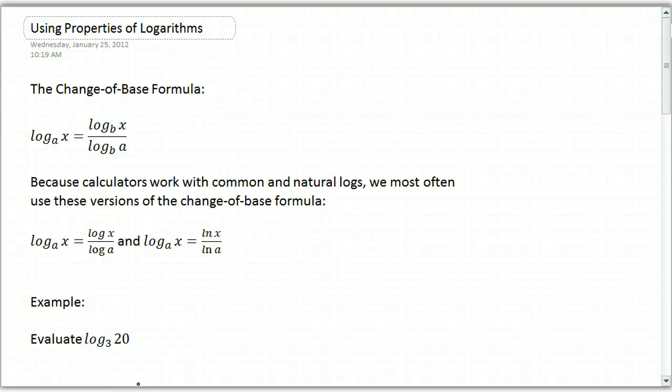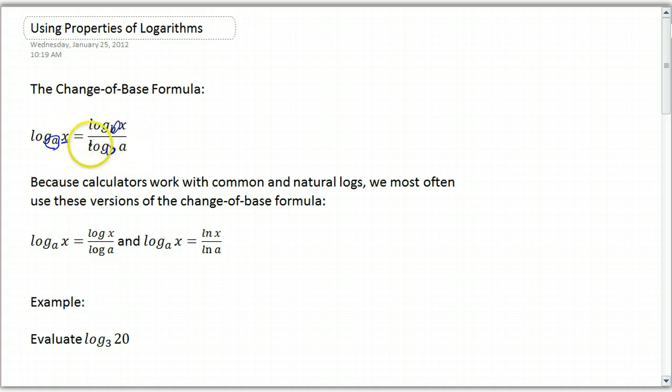Okay, so remember that logarithms are just exponents, and if you keep in mind that fact, then a lot of these properties I'm going to talk about will make sense. Now, the first formula we're going to look at is one of the most useful formulas, and that's called the change of base. And what it says is if I have a log of some value x with base a, then I can convert that to a ratio of logs with a different base.